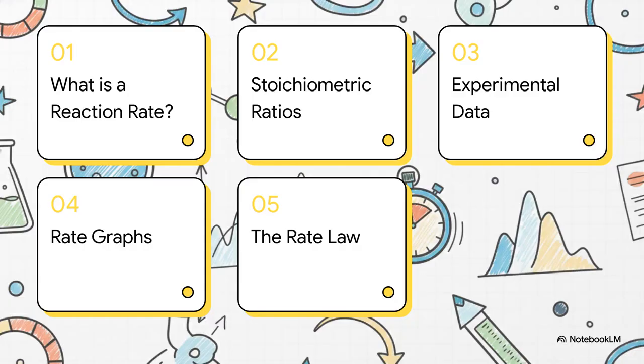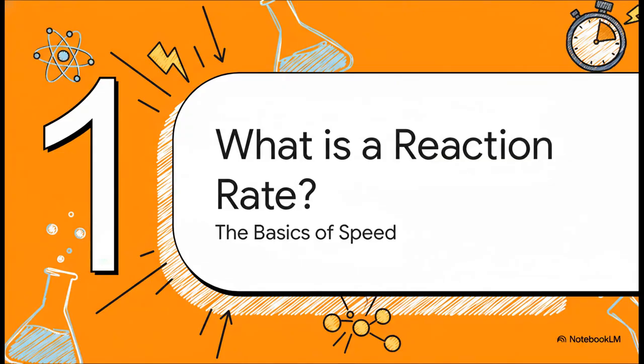So here's our game plan. We'll start with the basics. What even is a reaction rate? Then we'll see how the speeds of different chemicals in a reaction are all connected. After that, we'll get our hands dirty with some real lab data, learn how to read the visual story these reactions tell on a graph, and finally put all the clues together to figure out a reaction's master equation, the rate law. All right, let's jump right in.